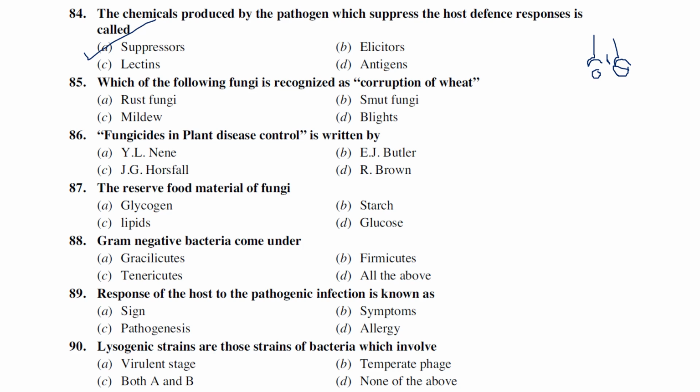Which of the following fungi is recognized as a corruption of wheat? Rust fungi, smut fungi, mildew, blights. Generally, smut fungi are known as the corruption of wheat.